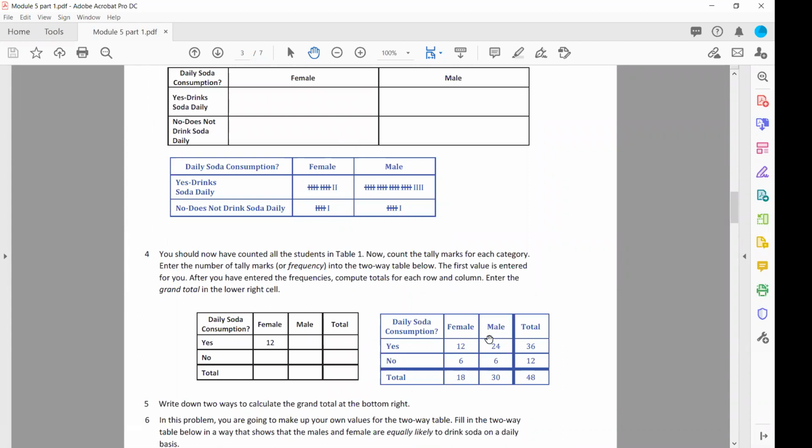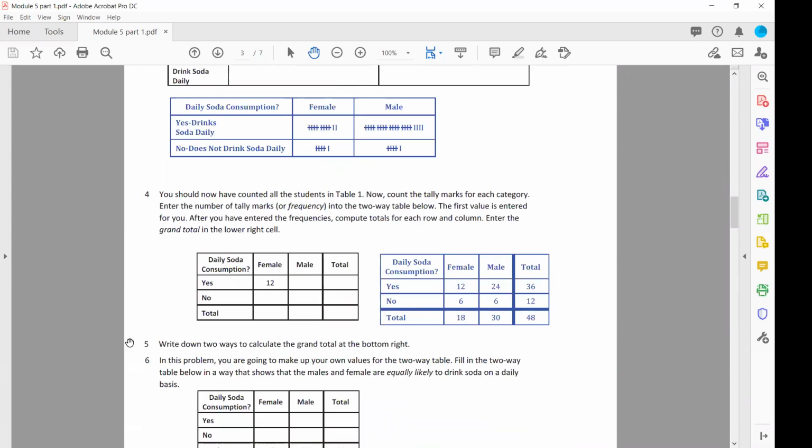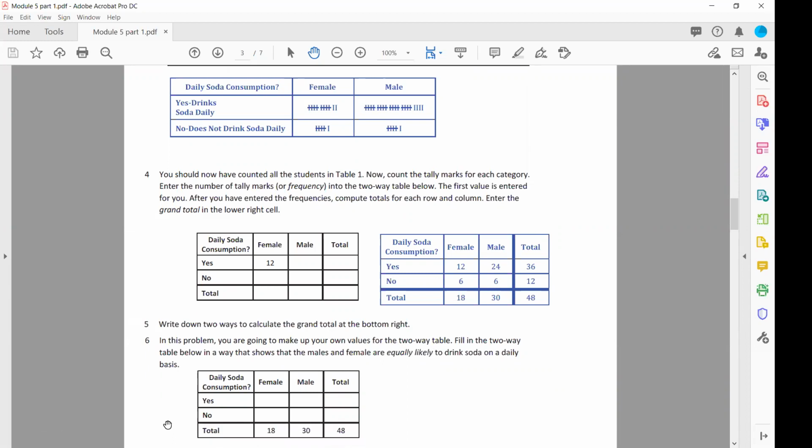So as you can see, we formed and constructed our two-way table, and we have the following information. Write down two ways to calculate the grand total at the bottom right. In this problem, you are going to make up your own values for the two-way table. Fill in the two-way table below in a way that shows that the males and females are equally likely to drink soda on daily basis.